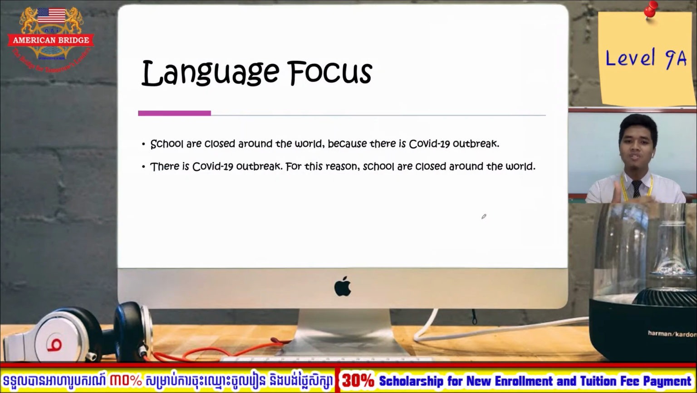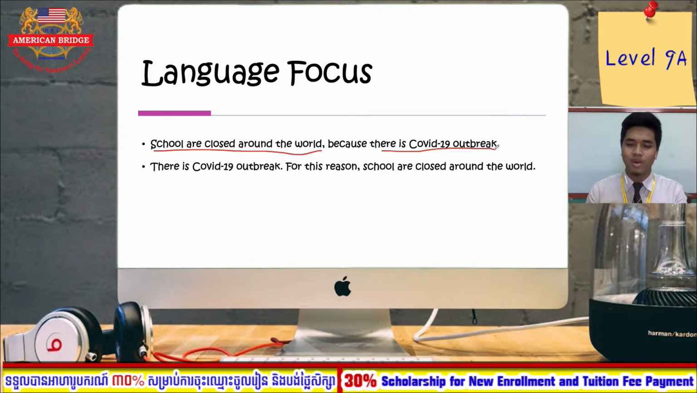But before we move on, look at the other example. Schools are closed around the world because there is a COVID-19 outbreak. Look at the example here. Schools are closed around the world. Is it the cause or the effects? Sure, this one is the effects. Why are schools all around the world closed? Because there is a COVID-19 outbreak. So the COVID-19 outbreak is the cause that leads to the school closure, which is the effects of this outbreak.